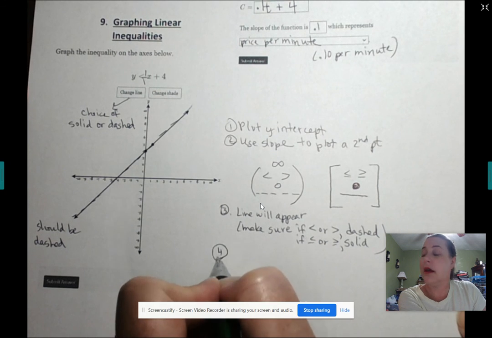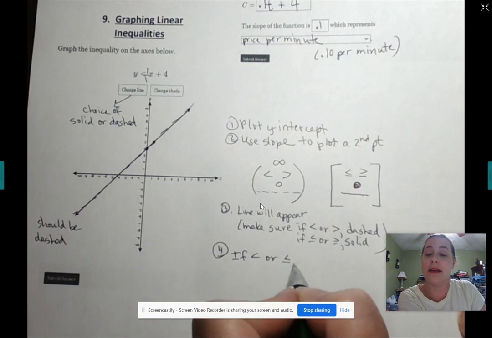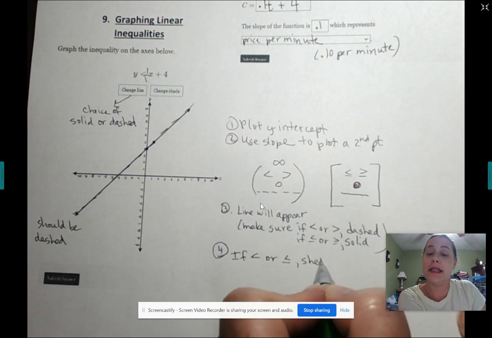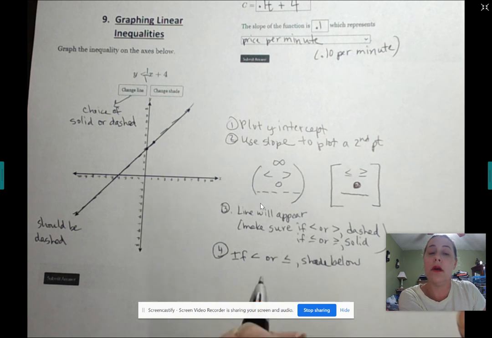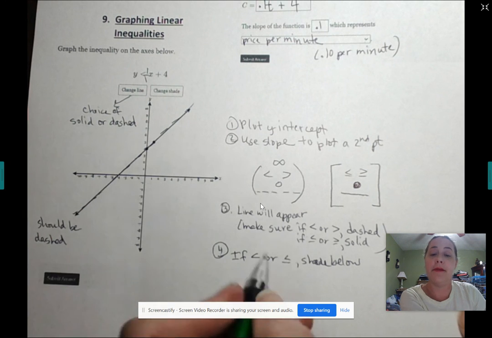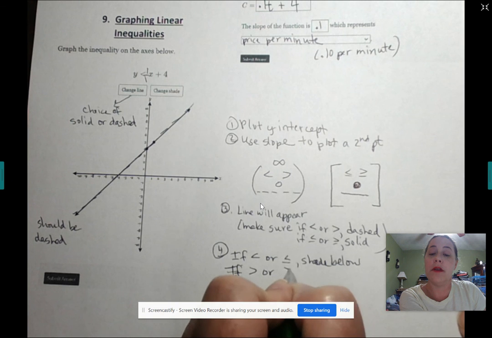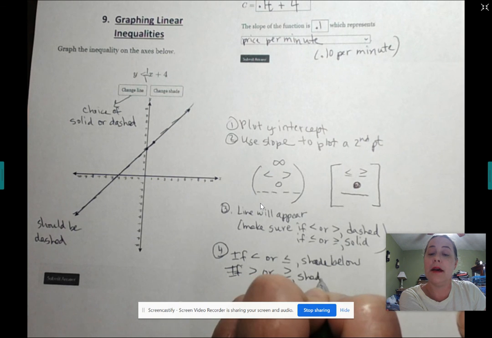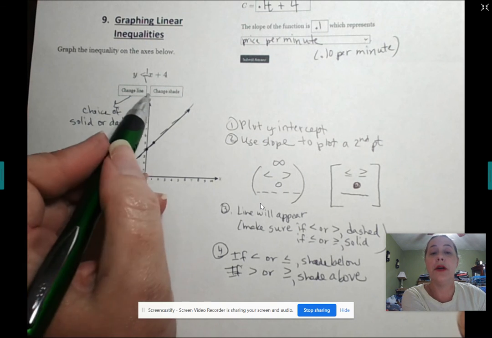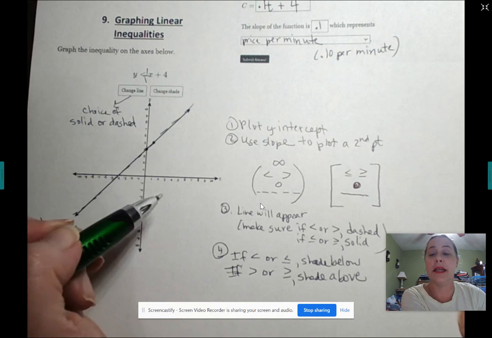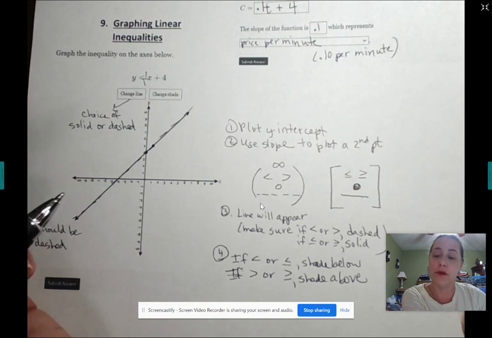And then if it's anything with a less than, either of these that's a less than, make sure the shading is below, which would be underneath the line. If it's a greater than, either of the greater thans, this one or this one, we're going to shade above. And that would show up here. So change shade. When you click on that button, it's going to put the shading in one of those two places. Make sure it's in the right place. If it's not, click it again. It'll move it to the right place.